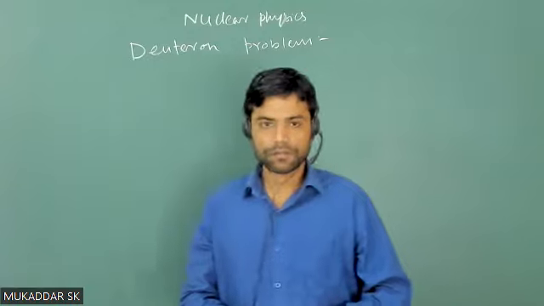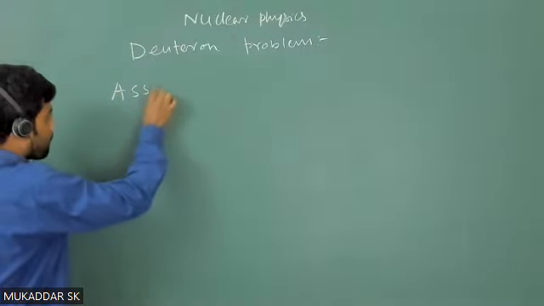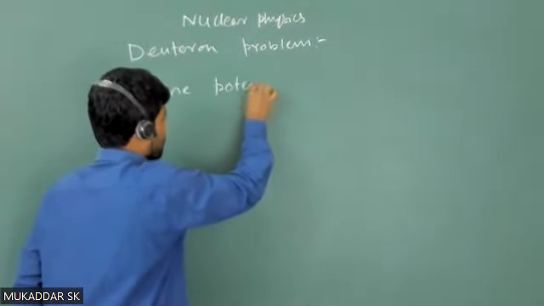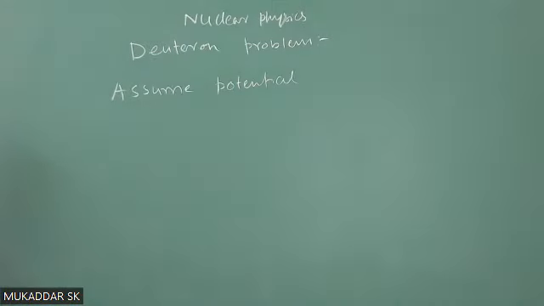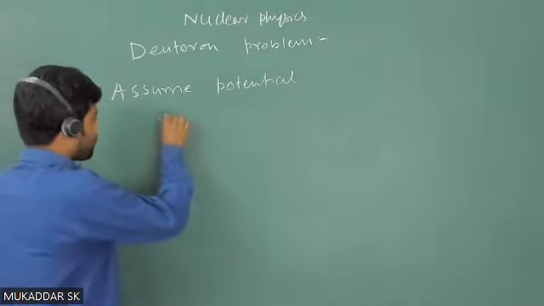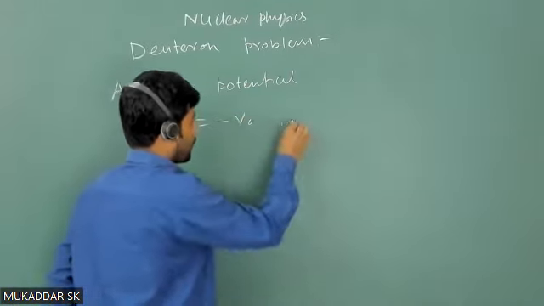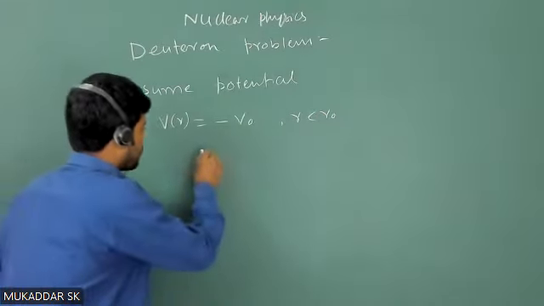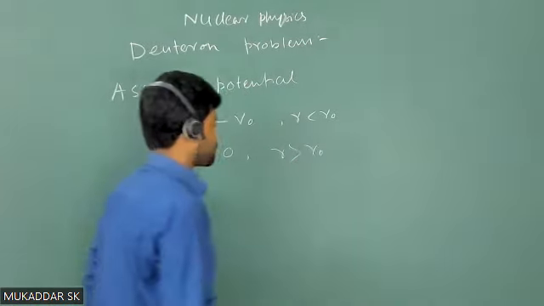So the assumed potential inside Deuteron is V of r equals minus V naught when r is less than r naught, and it is 0 when r is greater than r naught.